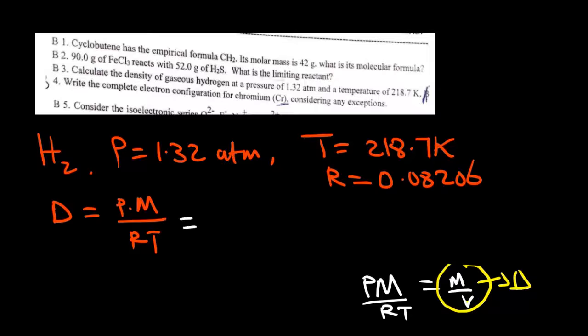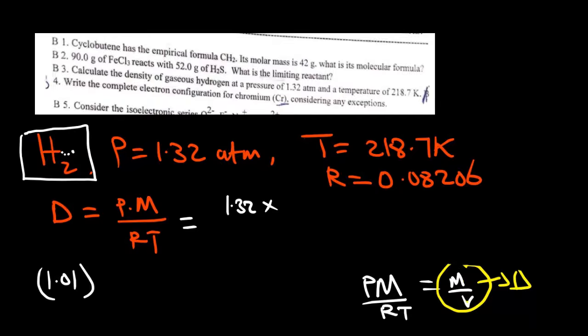Then here we're going to say the pressure is given as 1.32, multiplied by the molar mass. Now we are considering gaseous hydrogen, so what is the molar mass of gaseous hydrogen? The molar mass of hydrogen is just 1.01, and I can see we have a 2 there, so we're going to multiply this by 2. So we're going to have 2.02. This will be the molar mass of this gaseous hydrogen.